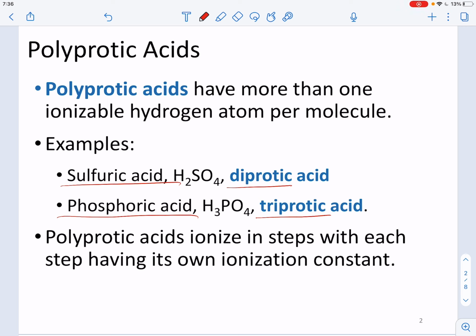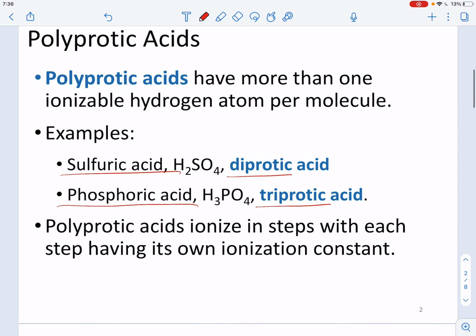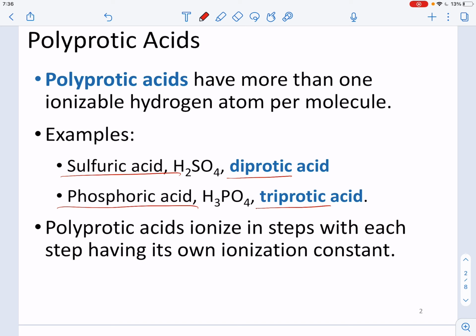Now, polyprotic acids ionize in steps. So if they are releasing those protons into the solution, they will not release all of them at the same time. They do it in a stepwise fashion. One of the things that we were saying about sulfuric acid is that it's a strong acid, and as such, it will completely dissociate in water.